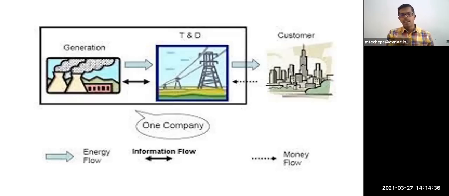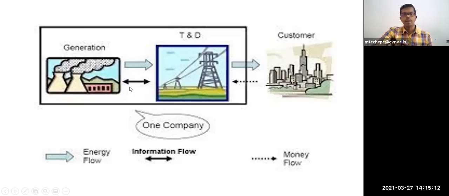If you see here, this arrow mark shows the energy flow, this arrow mark shows the information flow, and this arrow mark shows the money flow. Here the energy flow is happening between the generating unit, as well as the transmission and distribution unit. So between these two entities, generation and the transmission and distribution companies, the energy flow is happening.